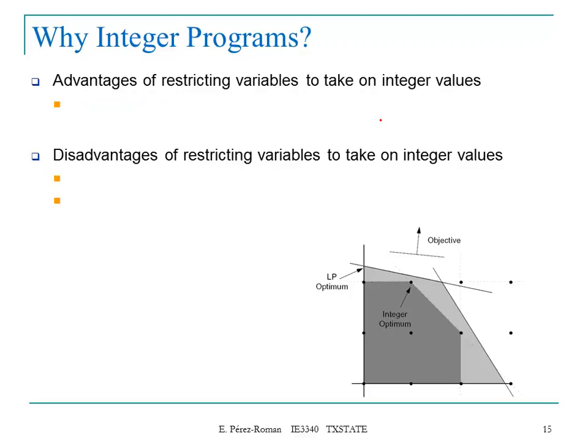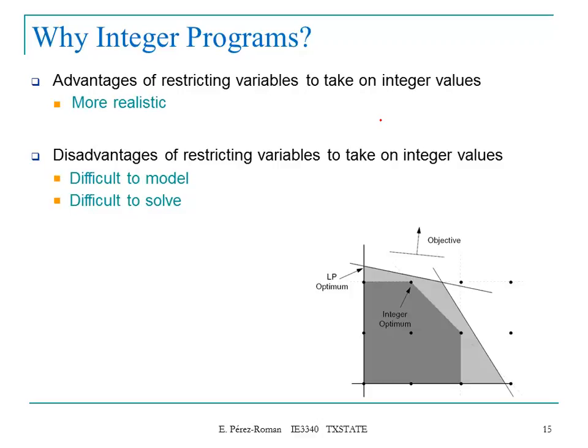Okay, so why do we need to solve integer programs? The advantages of restricting variables to take on integer values are that they make the problems more realistic, and also will provide you with solutions that you can really apply. The disadvantages of restricting variables to take on integer values are that they're difficult to model and difficult to solve. And I'll show you why they're difficult later in this lecture. But the idea is represented here in this figure.